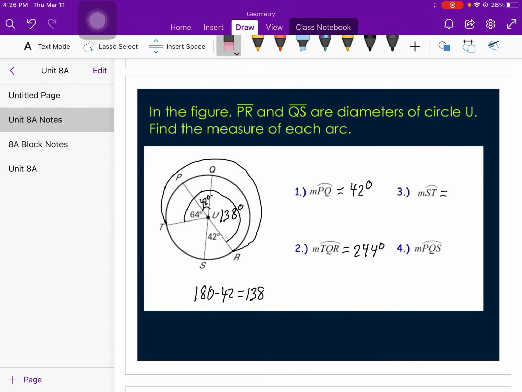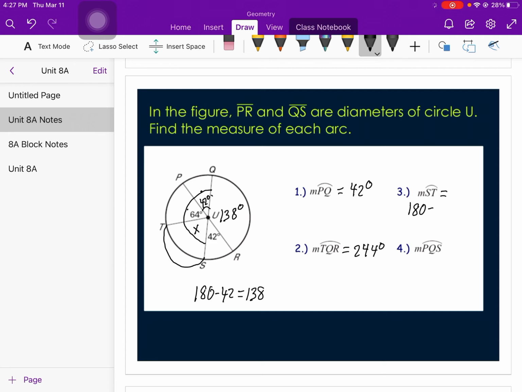Then number 3, S to T. Sorry, I'm going to do a lot of erasing here. So S to T, remember we're doing the shortest distance, would be this one right here. And to get S to T, that is going to be 180 minus, so if we think of this whole half circle, we have 42, 64, and then we can call it X if we want.